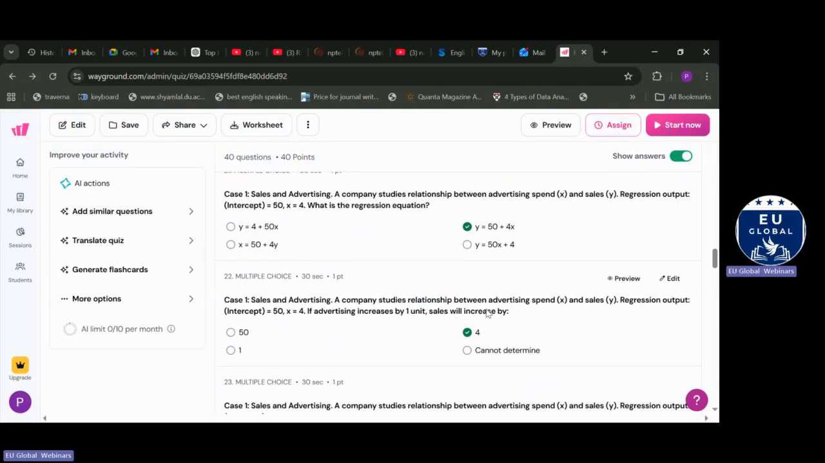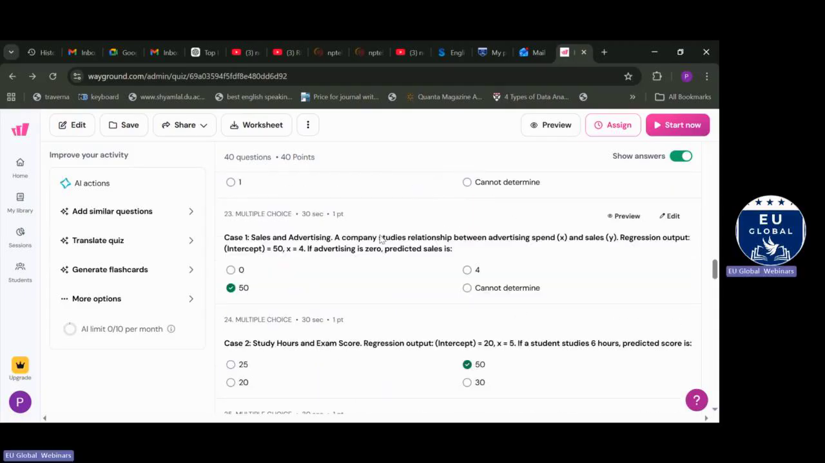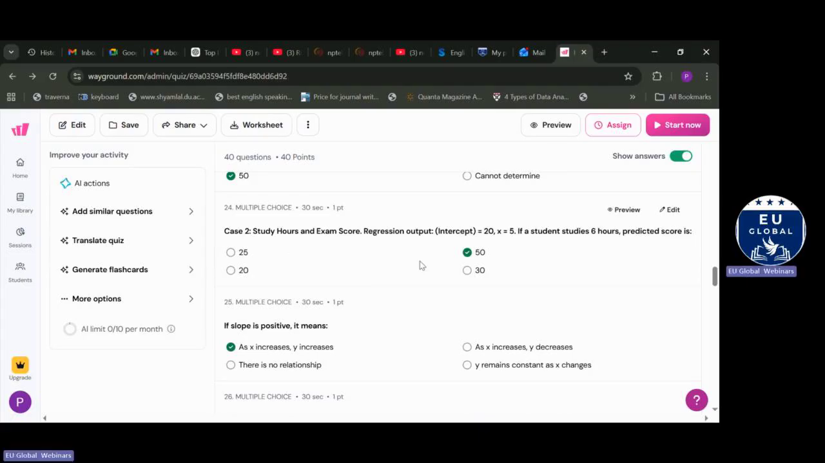A company studies relationship between the advertisement spend and sales. Regression output intercept is 50, and x is equal to 4. If advertising increases by 1 unit, sales will increase by 4 units. Another question: if advertising is 0, like x is 0, then what is the value of Y? It is 50, right?